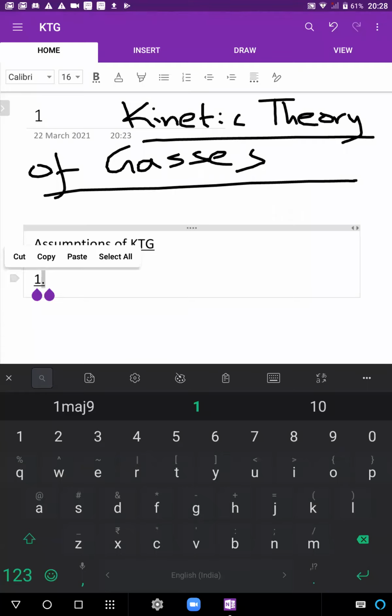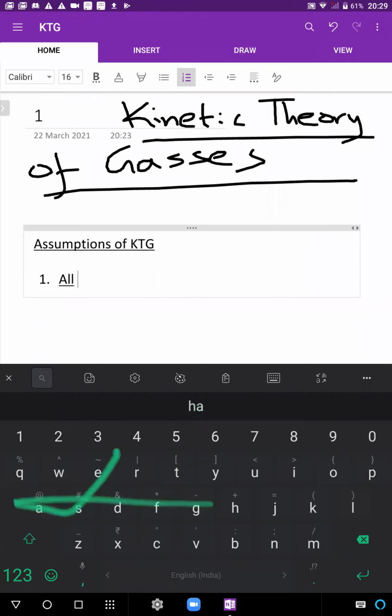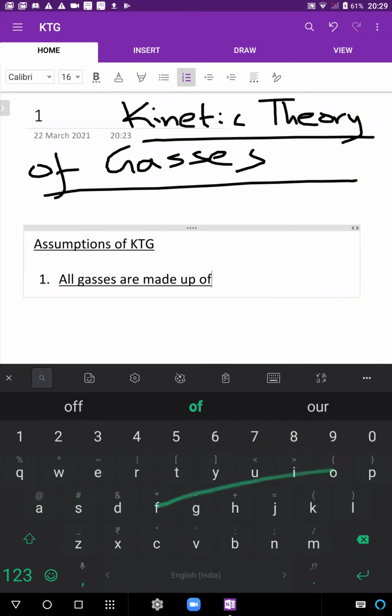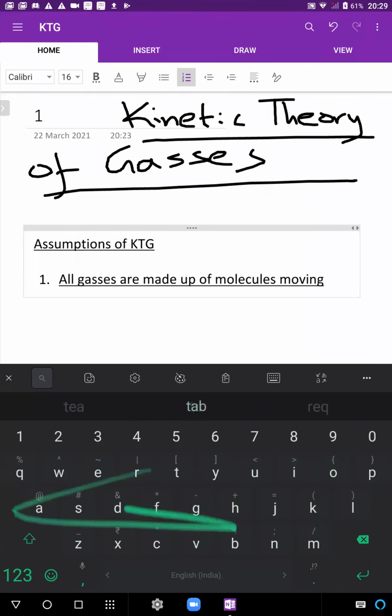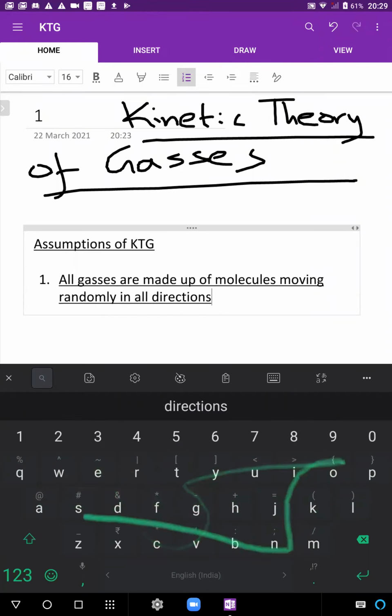Basically, these are some assumptions which we'll make. We'll treat the gases as ideal gas. Already done in gaseous state, very nice, so this will be like a breeze. The first and foremost thing is all gases are made up of molecules moving randomly in all directions. Randomly is important. All directions is important.